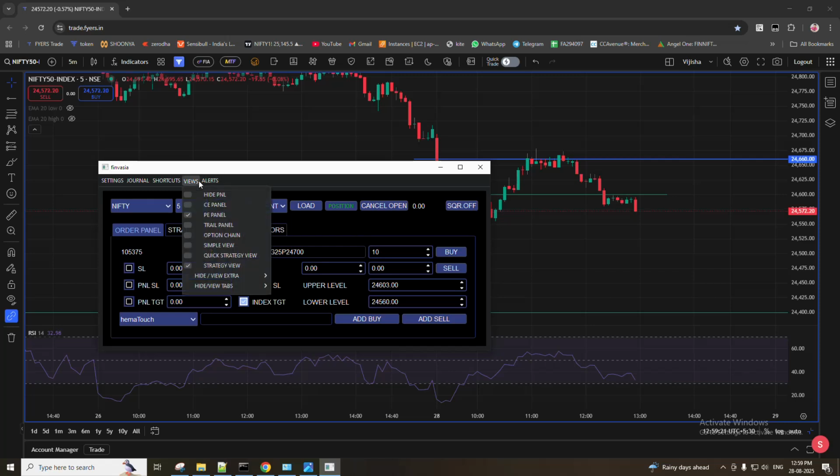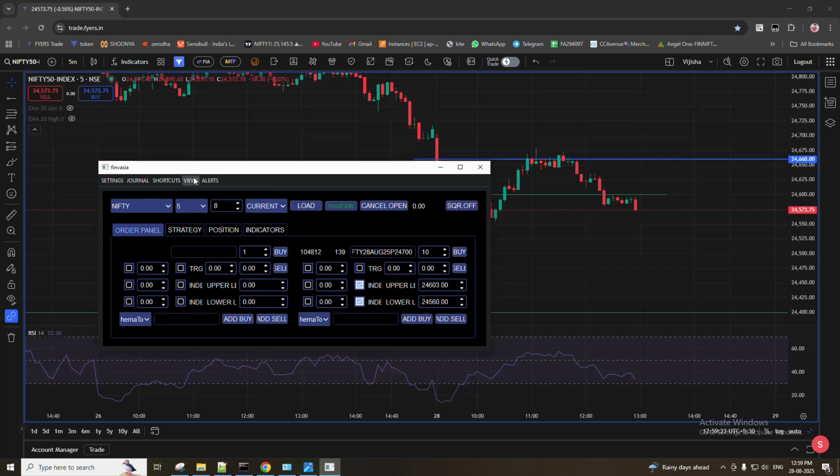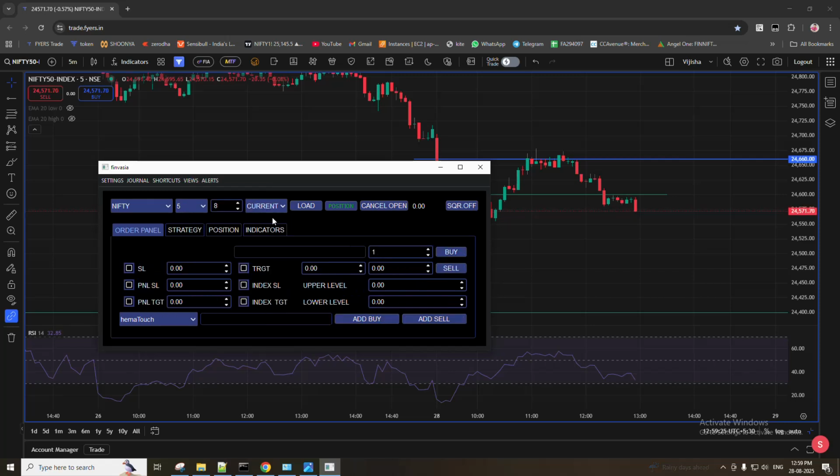Okay, next I will show you how to place index spot SL on the CE side. Here I have selected the CE panel and the strike is 24550 CE, 10 lots, index SL and index target. My index SL is 24570, target 24600.